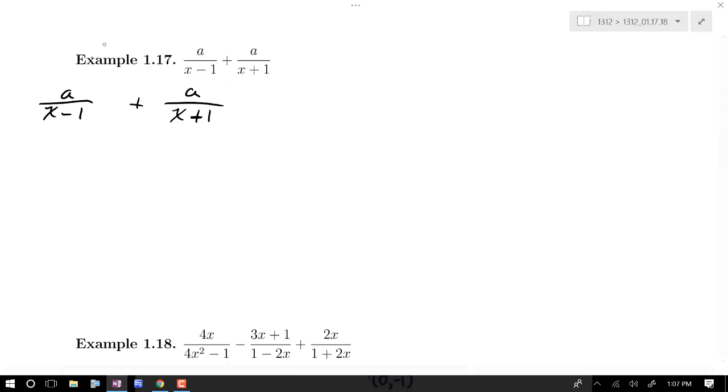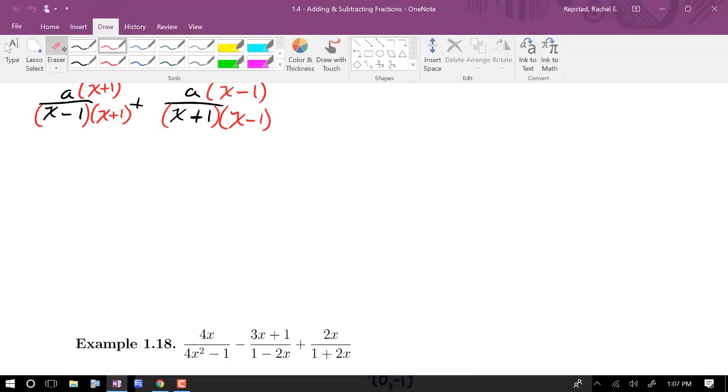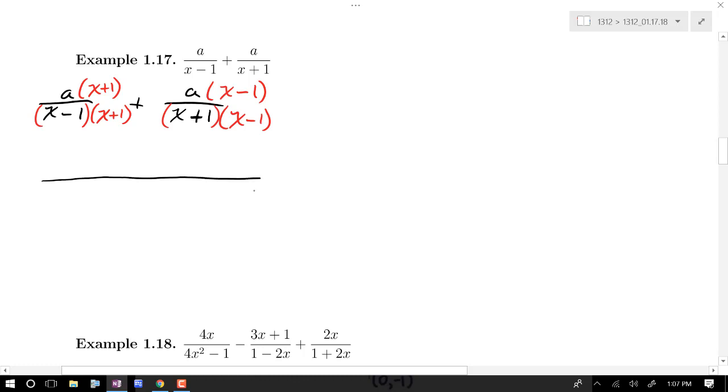Yeah, so sometimes people say, oh, it just needs like a plus 1 or something like that, but x minus 1 and x plus 1, those are prime. They're irreducible, and they are also completely different factors. So this needs to pick up the x plus 1. And what about the second fraction? That needs an x minus 1, yeah. So our common denominator is the product x minus 1, x plus 1.